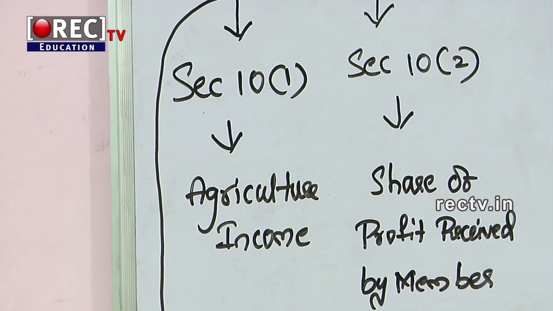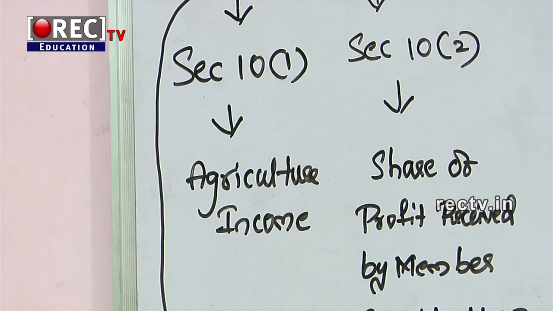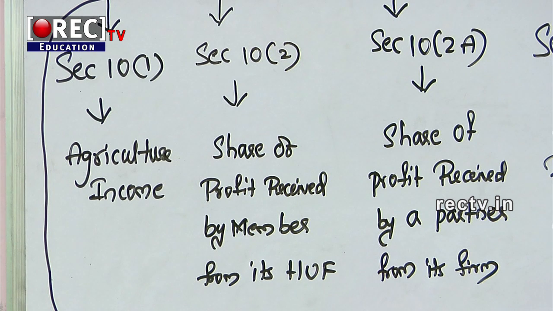Section 10 subsection 1 deals with agricultural income. Therefore, agricultural income is exempt from tax under section 10 subsection 1. The meaning of the term agricultural income is given in section 2 subsection 1 clause A. Unless an income is covered by it, we cannot term it an agricultural income. Suppose agricultural activity is carried out on a land situated outside India, we cannot term it an agricultural income.